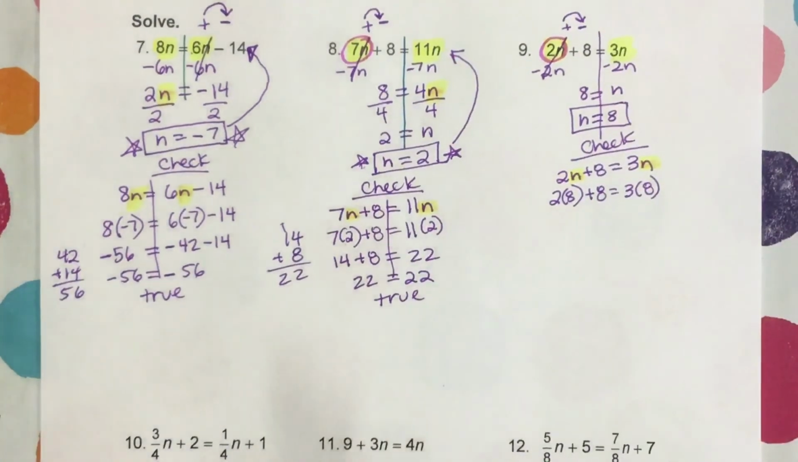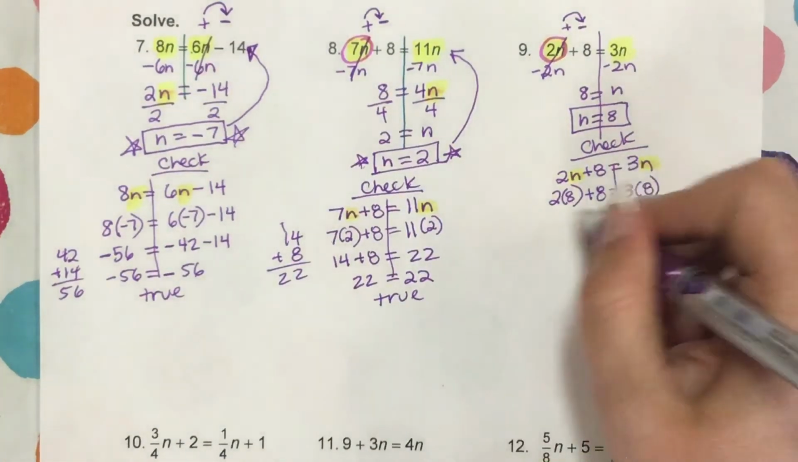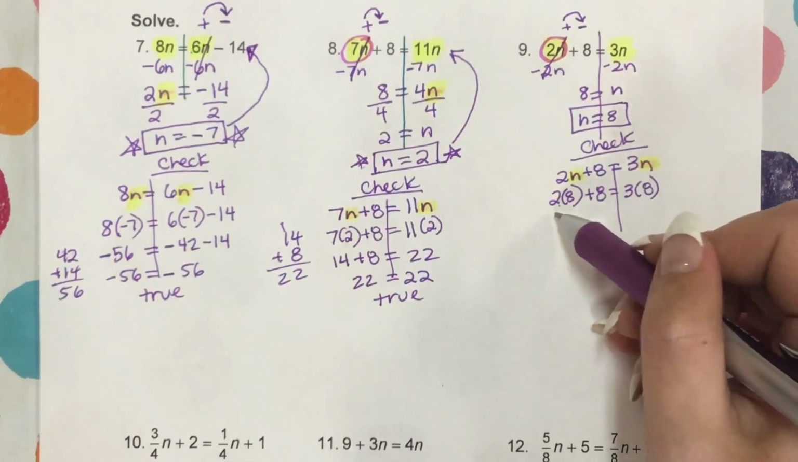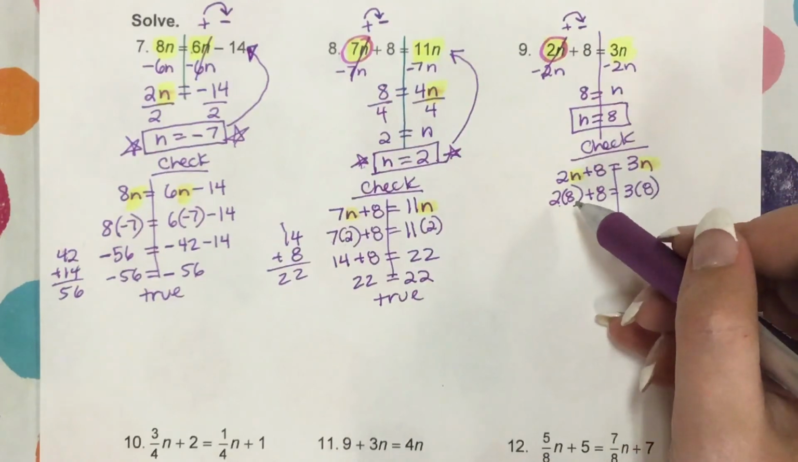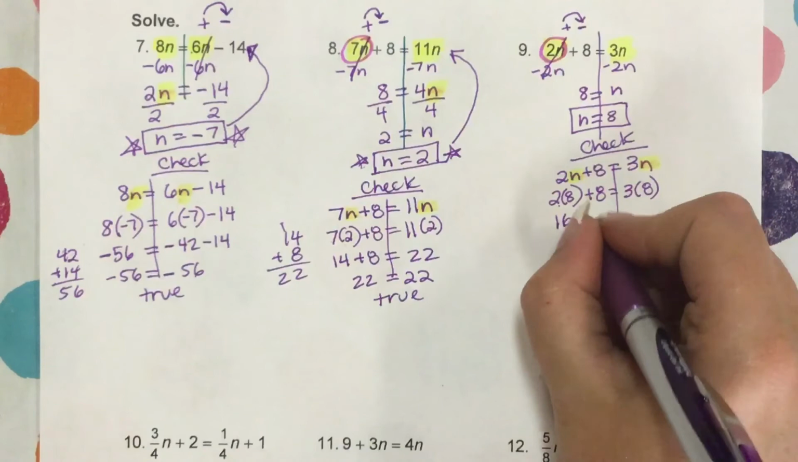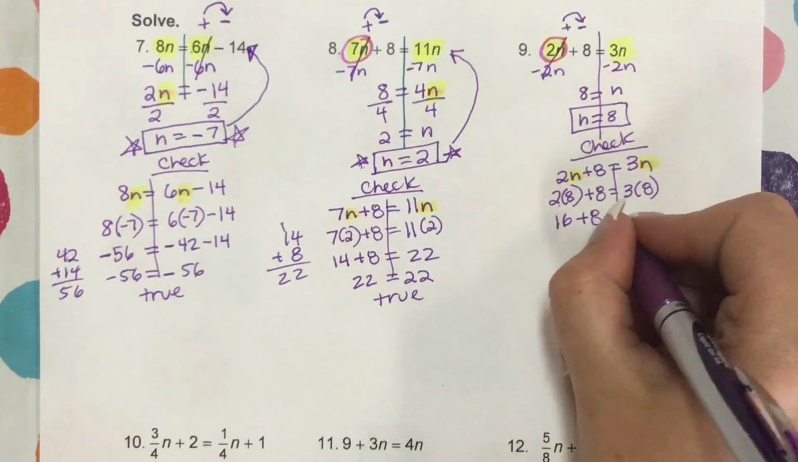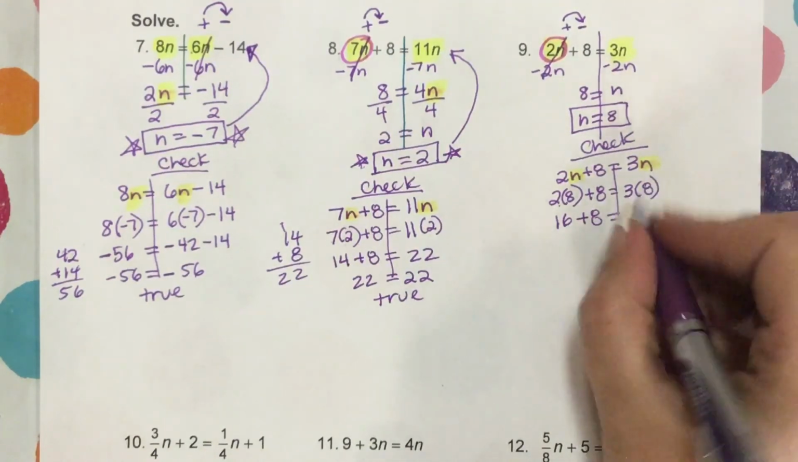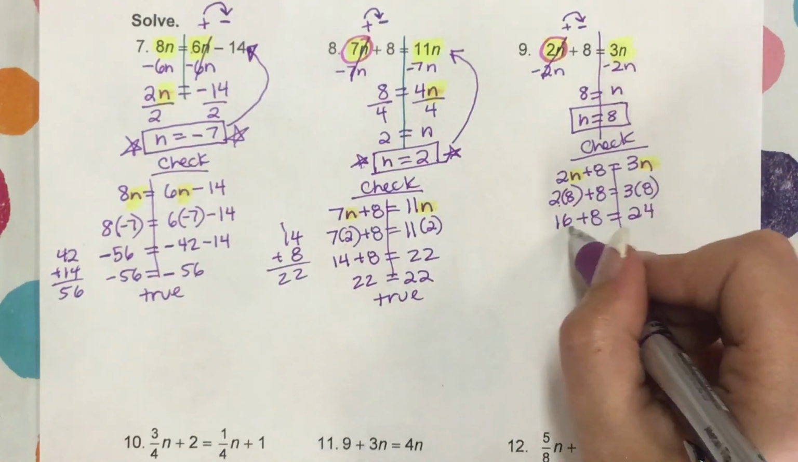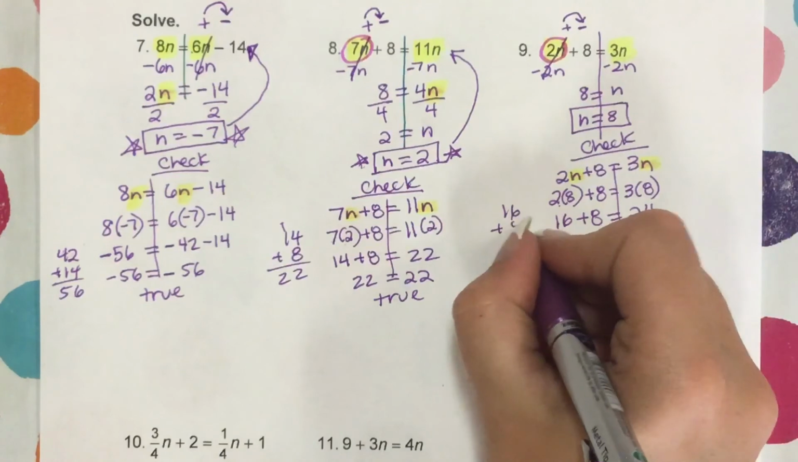Okay? So I'm going to work each side of the equation independently. I have multiplication and I have addition. I'm going to do the multiplication first. That's what the order of operations states. 2 times 8 is 16 plus 8 equals, and I'm going to work on this side. 3 times 8 is 24. And then I'm going to do the addition. So 16 plus 8.